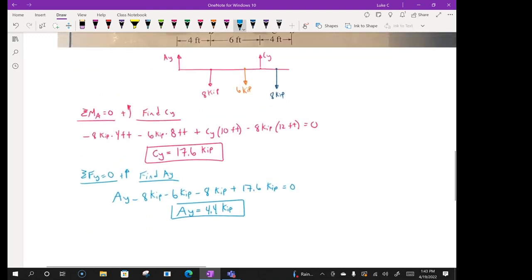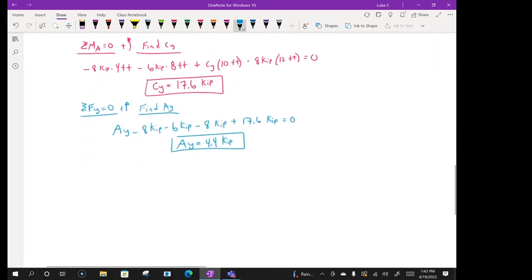Okay, cool. Can I keep scrolling up? We good right there? Yeah. Okay, now we can find the equations for the shear forces and the moments throughout this beam. So I'm going to find V1 and M1, and I'm going to say it's between 0 and 4 feet.